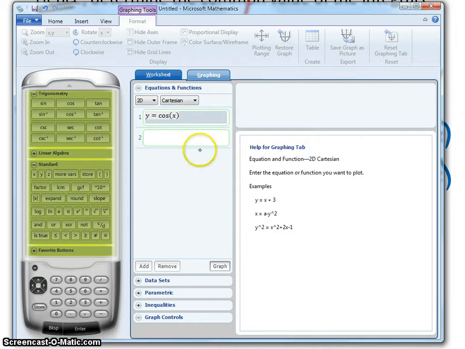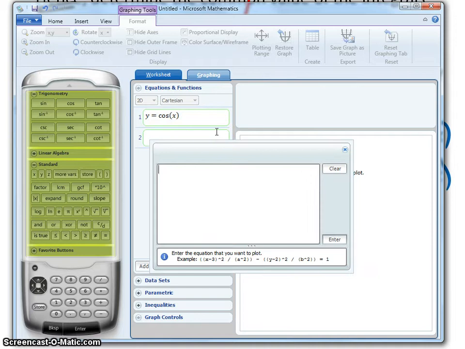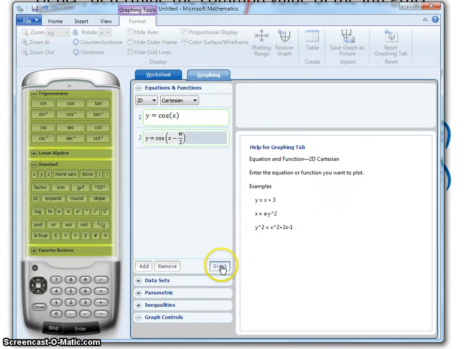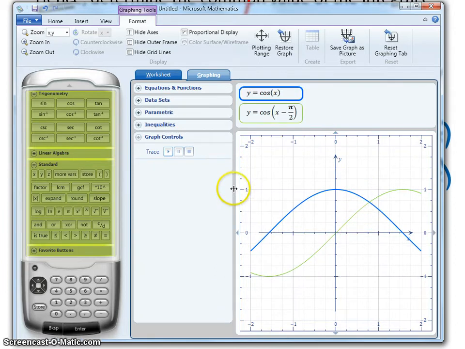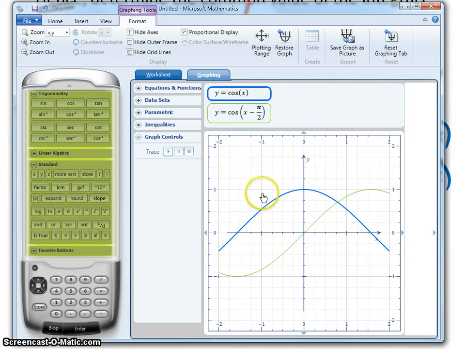And then the second one we're going to look at is going to be y equals cosine of x minus pi upon 2. And let's see what we get here. So we'll graph these. And this is what we see. So this is a bit small. Let's move it over a bit.